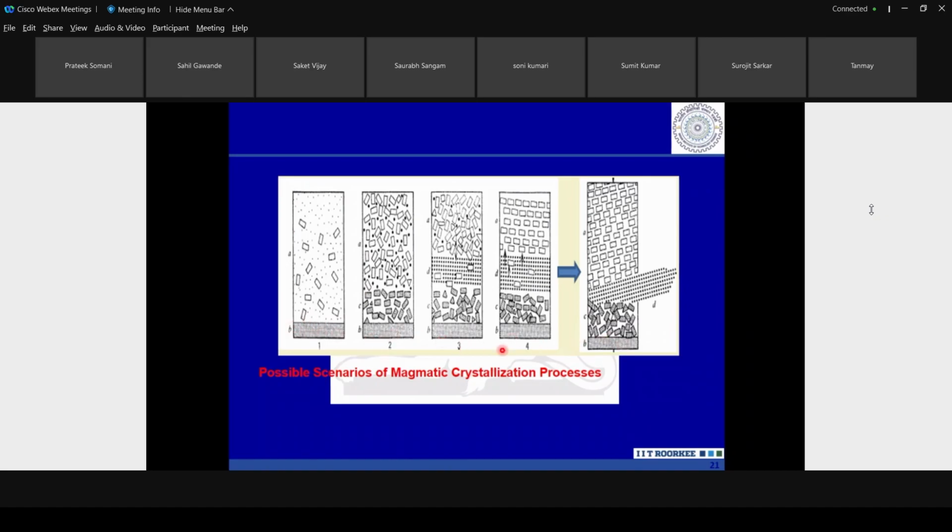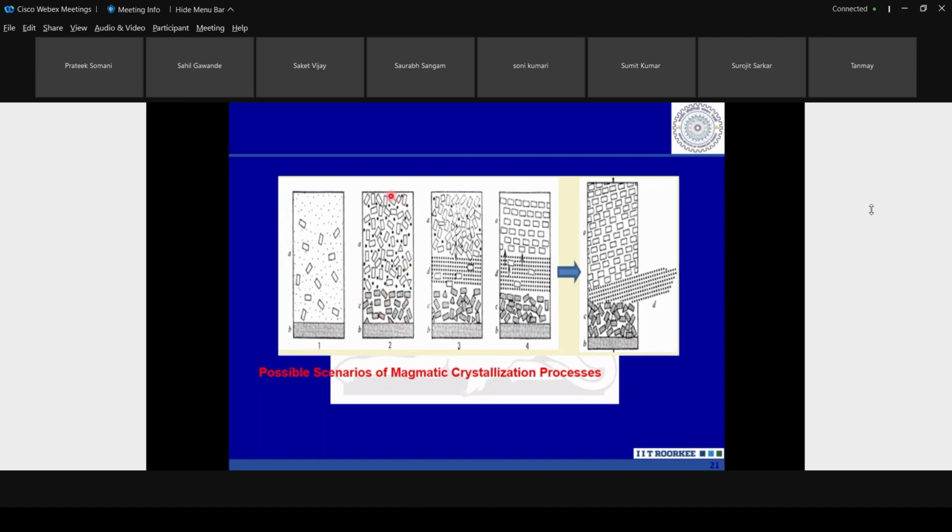The bottom one is a chill zone. When suddenly the magma is intruding into adjoining rock, the adjoining rocks will develop chill zones, which will always be there. But if you see the one, okay, you have the melt with early formed crystals. Is that right? The early formed crystals are forming at the bottom.